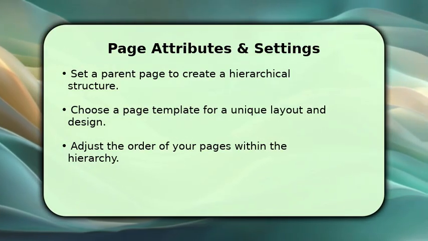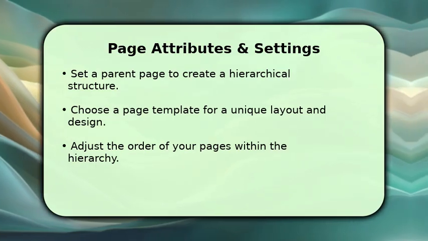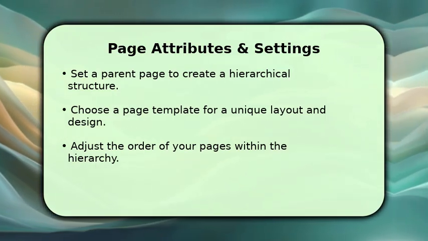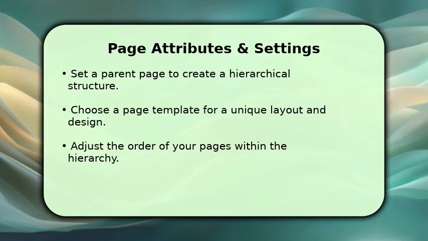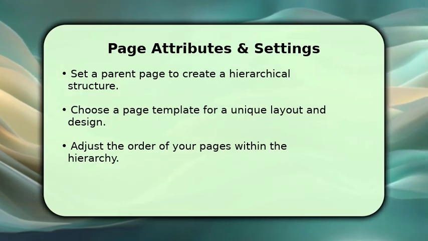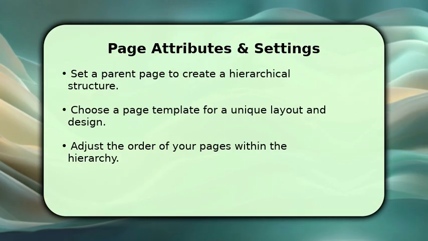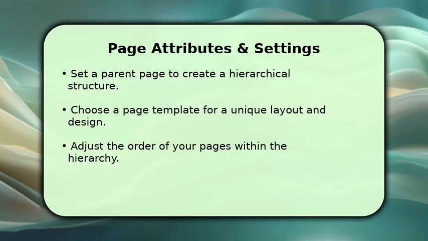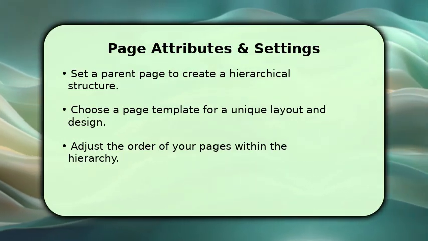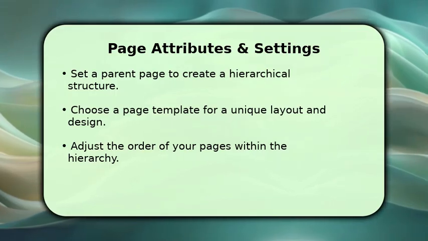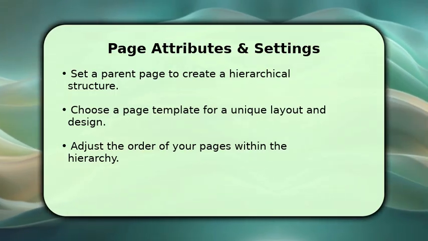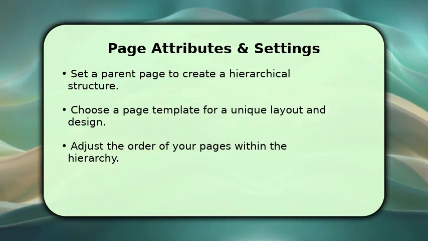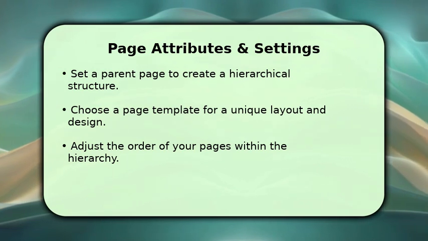WordPress pages offer several useful attributes to help you organize your site. In the Page Attributes section, you can assign a parent page, which is great for creating a clear hierarchy, like an About Us page with our team as a child. You can also select a specific page template to give your page a unique look or functionality. Furthermore, you can set the order of your pages and control their visibility, making them public, private, or even password protected for exclusive content.